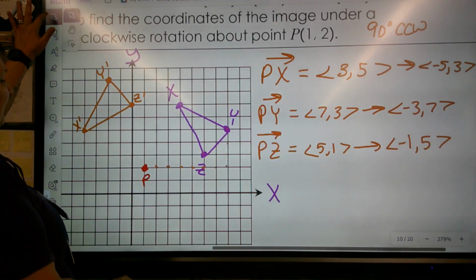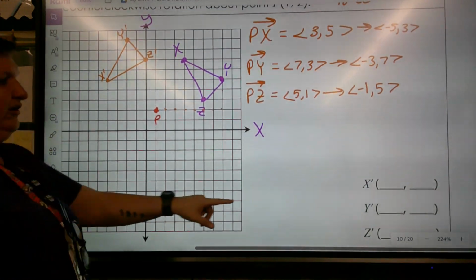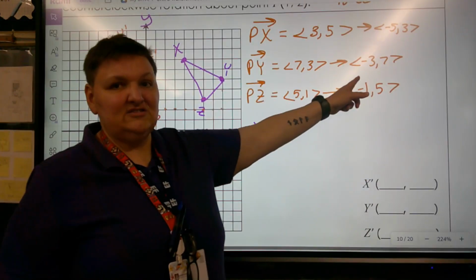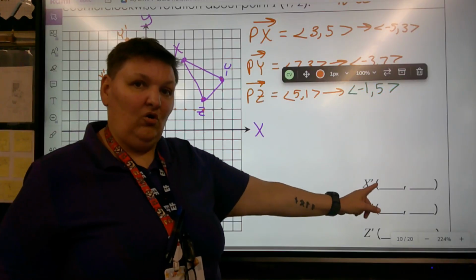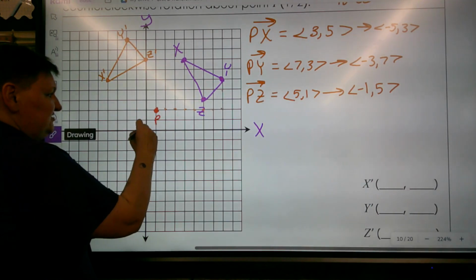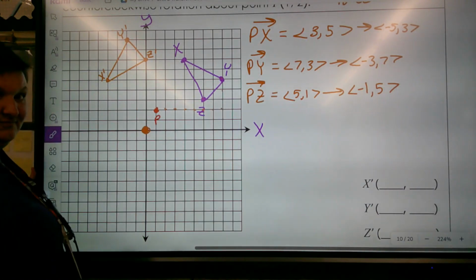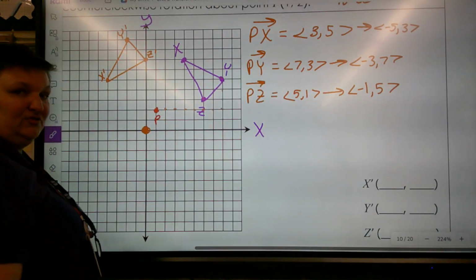Now, the final answer asks for the coordinates of your primes. These are vectors, not coordinates. To find your coordinates, you have to start at the origin. Coordinates always start at the origin. Vectors can start at the center of rotation.